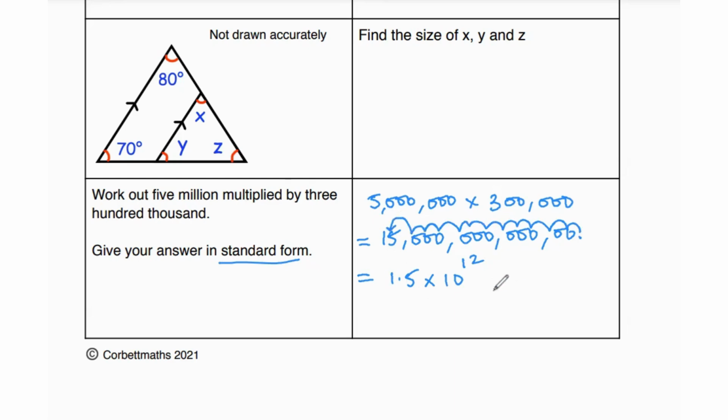So 1.5. And remember, when we're writing the answer in standard form, the first digit before the decimal has to be a non-zero digit. For example, if we wrote 0.15 times 10 to the power of 13, that's not in standard form because your first digit is 0. So it has to be something more than 0 as the first digit, then the decimal, and then the other digits.